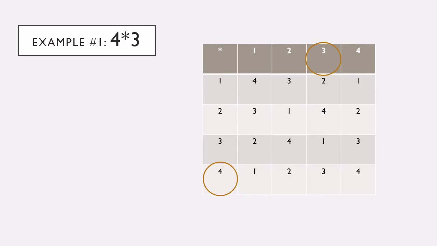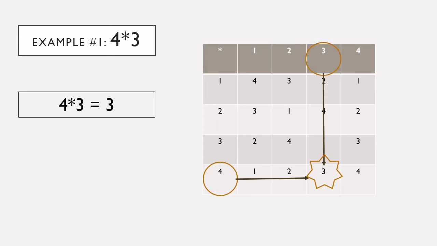Now the next thing we are going to do is pretty easy. We're gonna find the intersection of these two values. So I'm gonna insert an arrow right there. And as you can see, the intersection of these two values is number 3. So basically our answer for this example is number 3. So that's it. We're going to proceed with our example number 2.